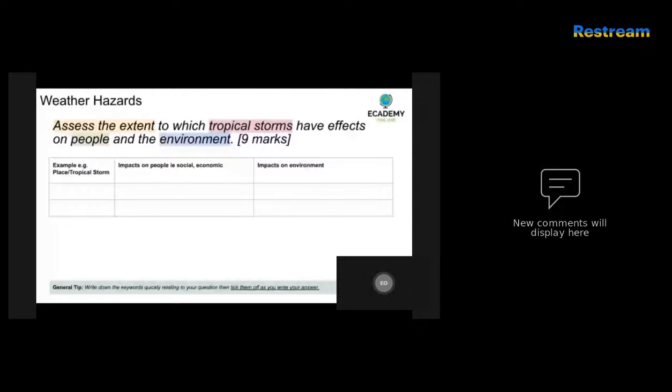So on the left-hand side, you can write down the tropical storm example, whichever one that might be. Use your textbook, use your notes. Then impacts on people. Bullet point some examples with some facts themselves, give some examples, and then the impacts on the environment. So those are going to be physical impacts on the environment, not human impacts. Again, both of those, bullet point them, and then once you've done that, you can move on to the next question.